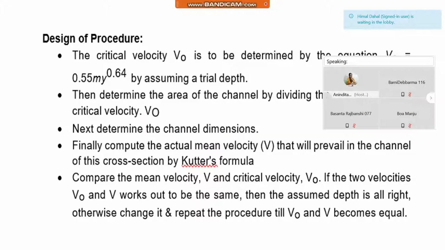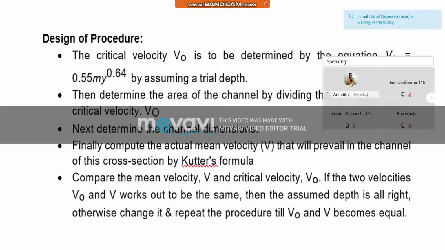So comparing the mean velocity V and critical velocity V0, if the two velocities V0 and V work out to be the same, then the assumed depth is alright. Otherwise, change it and repeat the procedure till V0 and V become equal.